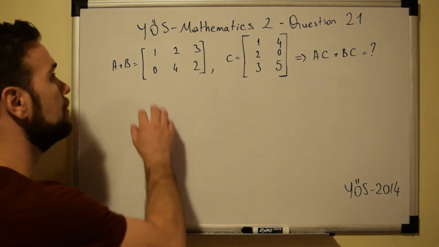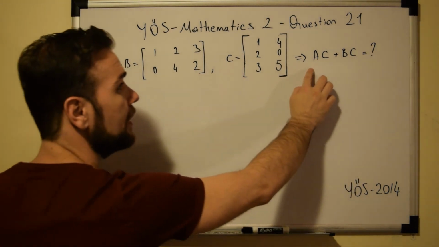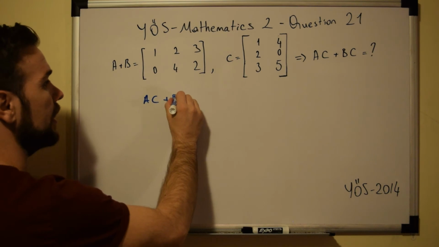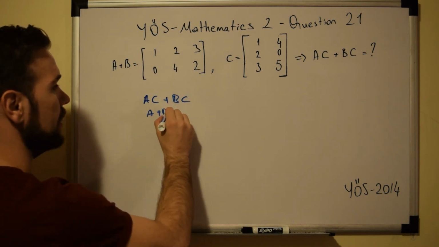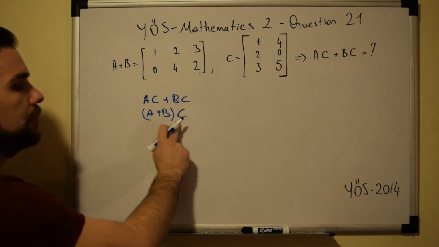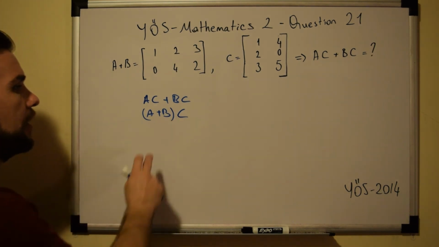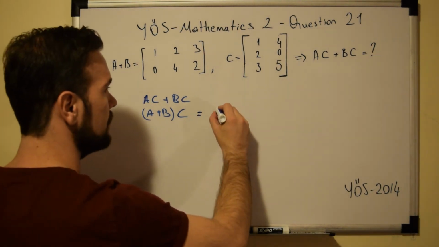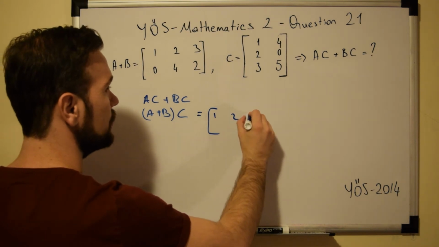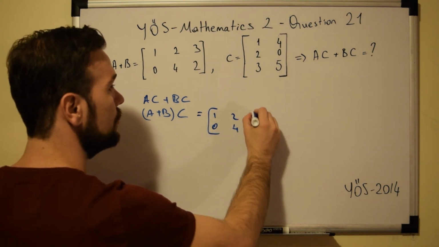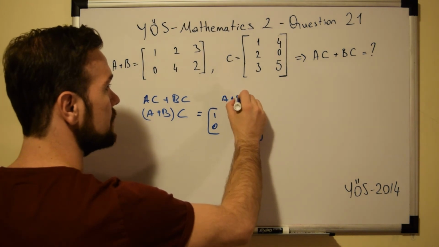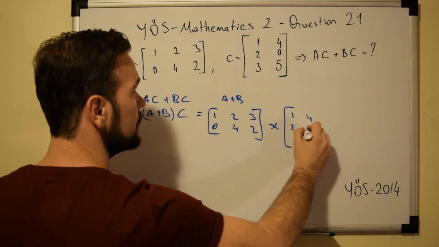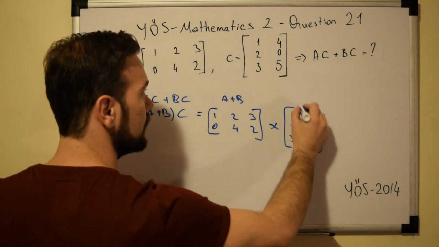But in order for us to be able to use both matrices, we have to see what is another way of writing this expression. Another way of writing this expression is A plus B times C. So what we did, we took C as a common factor. Now, as you can see, we can multiply both matrices. So let's do that. We have matrix A plus B, which has values 1, 2, 3, 0, 4, 2, times matrix C, which has values 1, 4, 2, 0, and 3, 5.